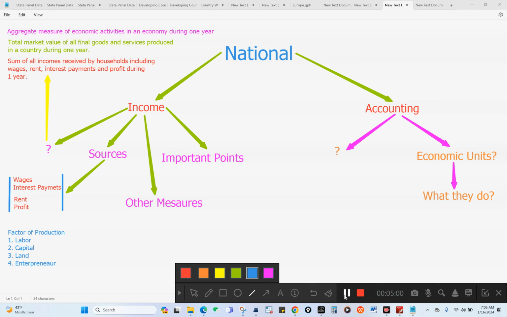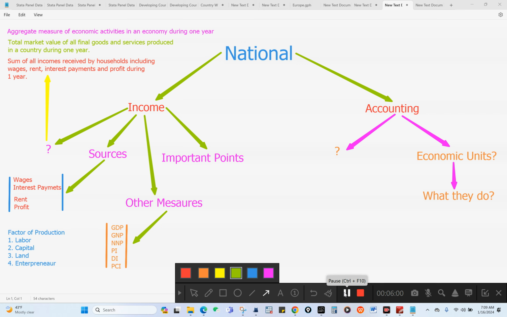And the entrepreneur is a person who combines all the factors of production and then starts the process of production. Basically, he is a risk-loving person. He takes risk, and that's why we call him or her a courageous person who takes risk, combines the factors of production, and then starts the process of production. So wages, interest payments, rent, and profit are all the sources of national income.